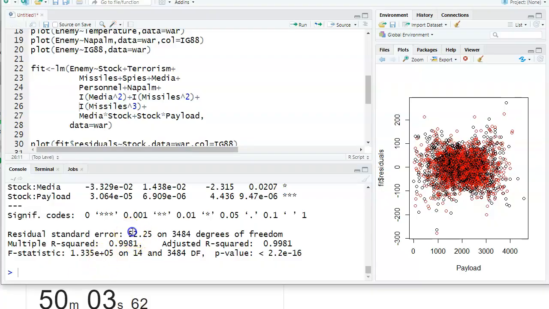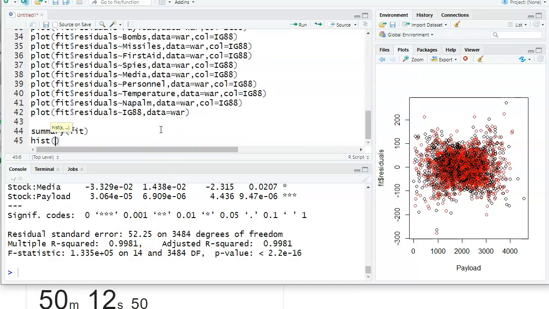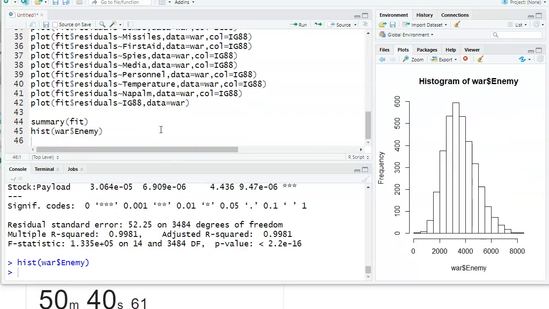And now we have a final model, but there's still a little bit of code I want to do before I'll be ready to start the report. I'm going to notice my residual standard error is 52. So my ability to predict enemy deaths is plus or minus 52. What was enemy deaths like? Okay, we're talking 4,000 or so, and I'm off by 52. That's pretty good. My R squared is 0.9981. Oh, that's pretty awesome. I bet not many of you are going to be able to beat that.